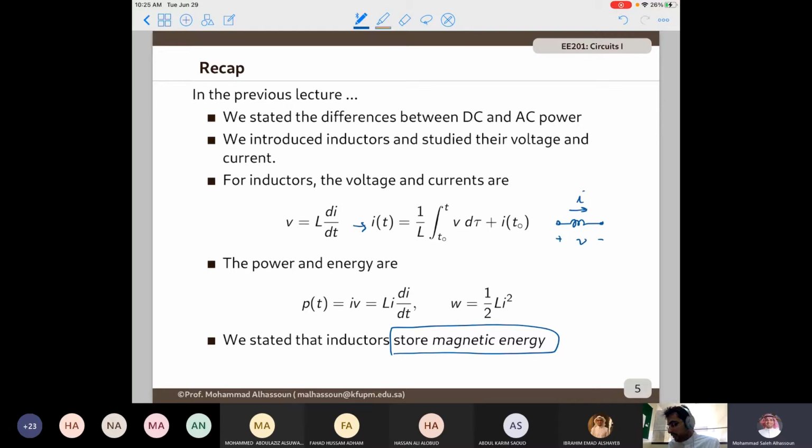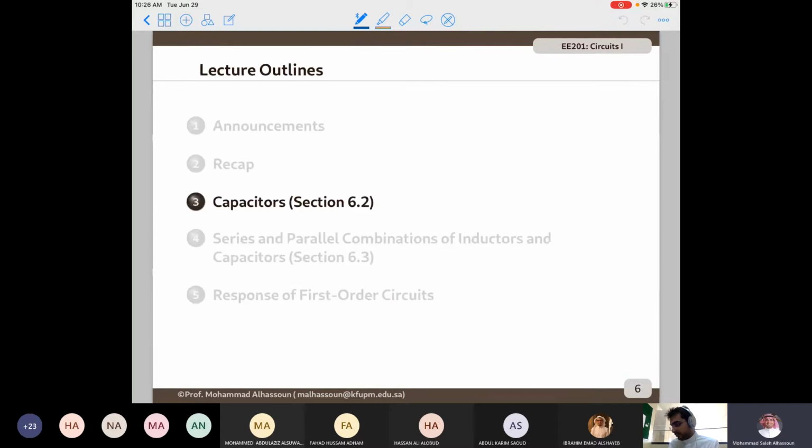We also derived the power expression. The power expression is very simple. It was derived from the fact that power is voltage multiplied by the current. And finally, we concluded with the definition of energy, and we saw that the expression for the energy of an inductor can be simplified to the following expression.